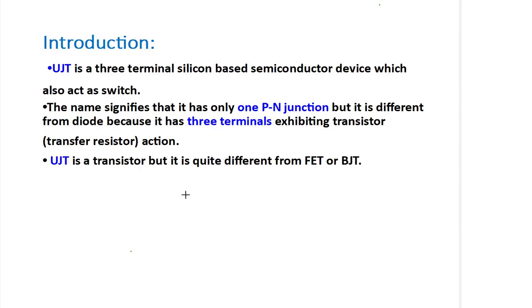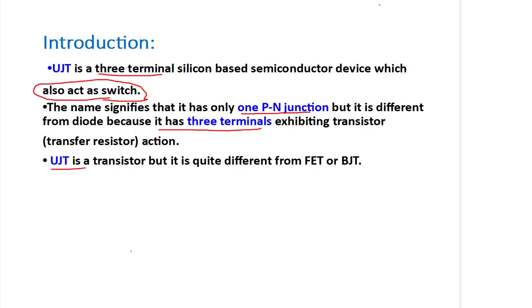First we will discuss the introduction. UJT is a three terminal, silicon based semiconductor device which also acts as a switch. Why UJT? Unijunction. What is the significance? The name signifies that it has only one PN junction, but it is different from the diode because it has three terminals. A PN junction diode normally has two terminals, but this unijunction transistor has three terminals.